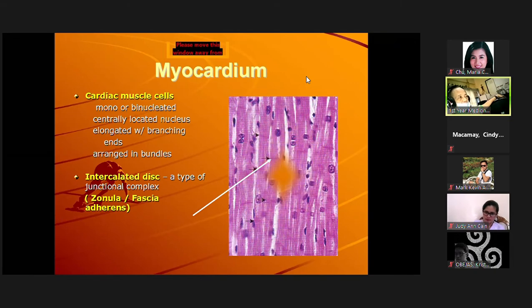So you see here the branching. And you have here your intercalated discs. This is another intercalated disc. This one, intercalated disc. And so the shape is elongated with branching ends.